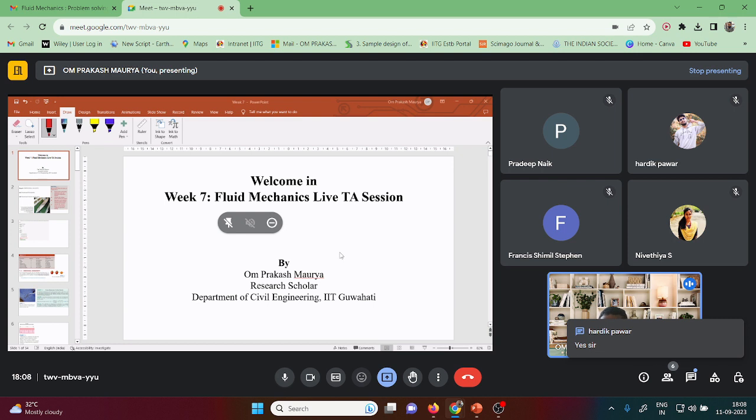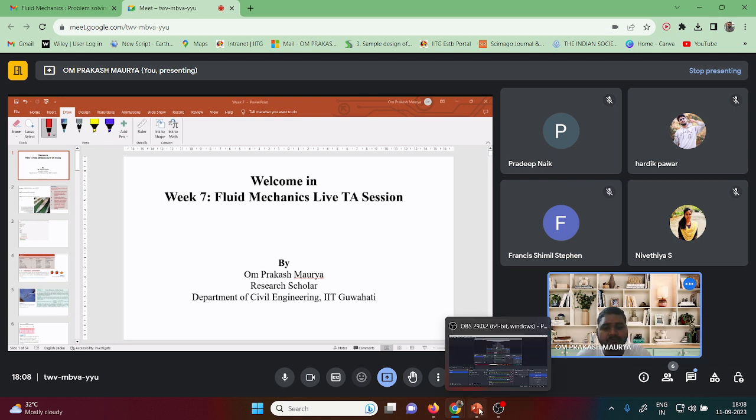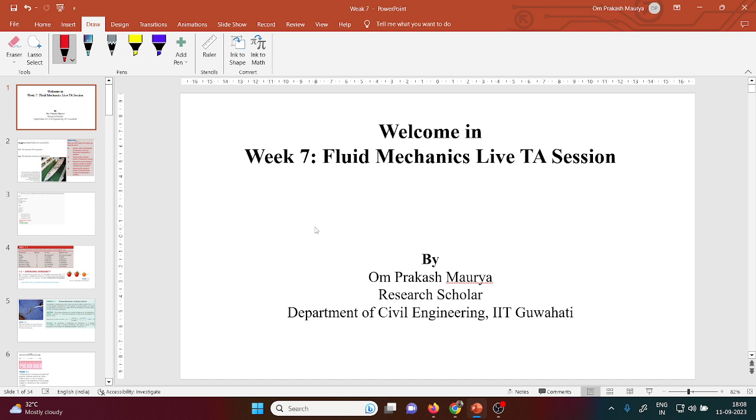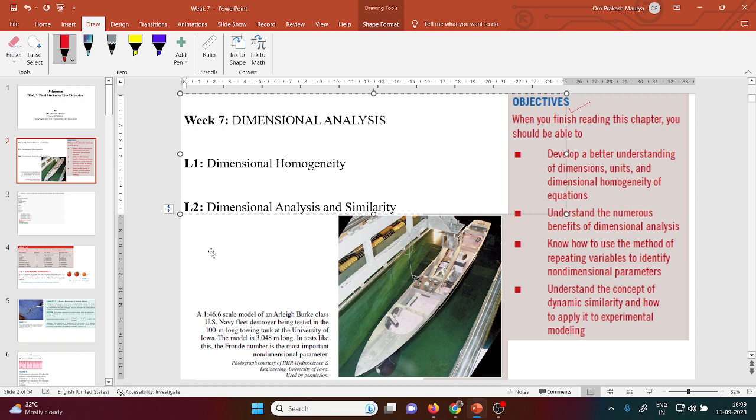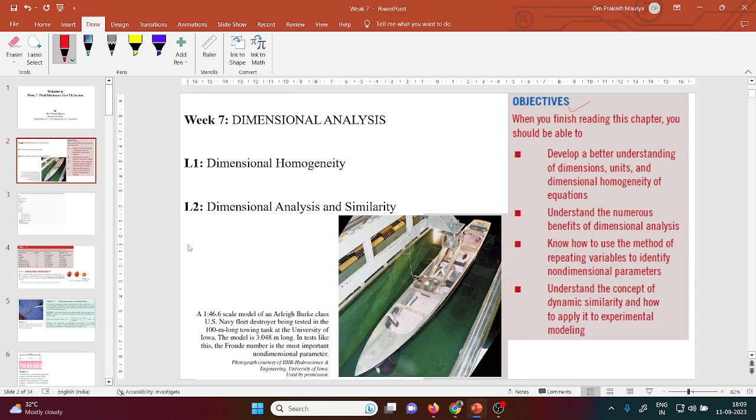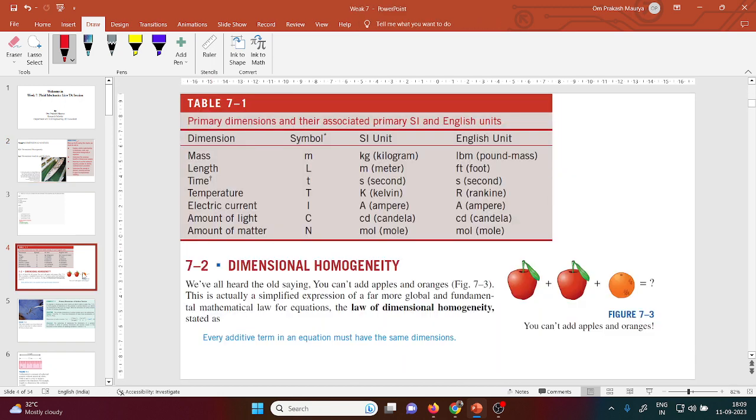Now we'll move on to question number 1. Basically, week 7 is about dimensional analysis. It is very important, as you can see here in the objectives. What is the objective of dimensional analysis? Lecture 1 is about dimensional homogeneity. We'll see what dimensional homogeneity is with some basic examples.